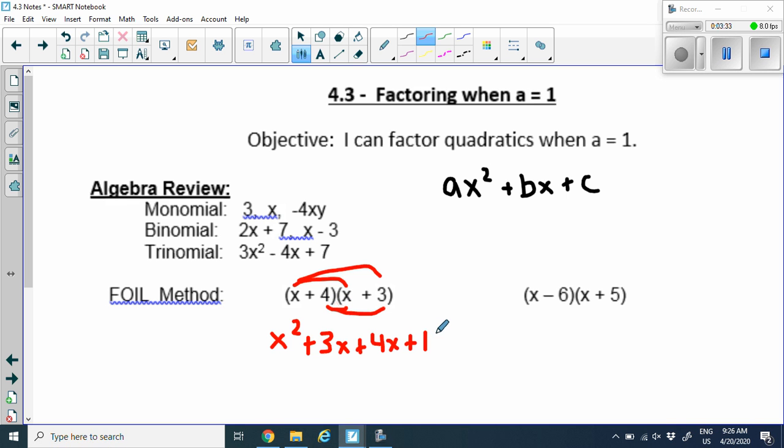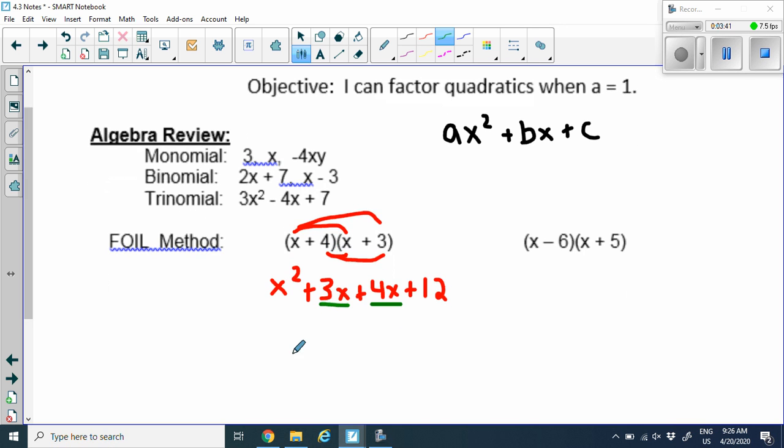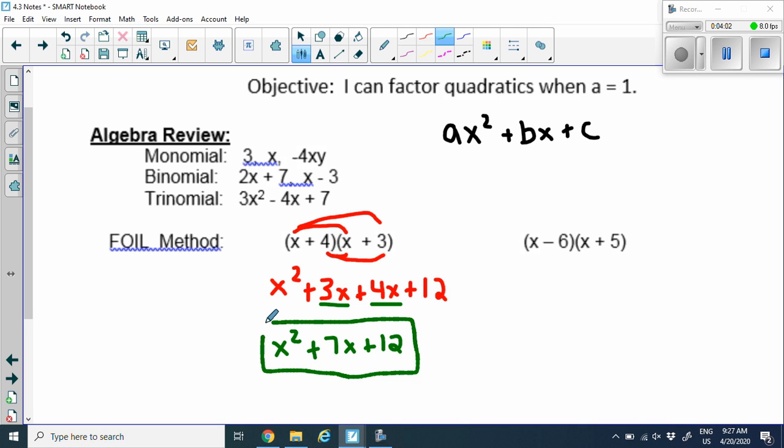Now, don't forget, when we use the FOIL method, we will have to simplify by combining like terms, and that is always going to be your 2 middle terms. So when we combine this, we will get x squared plus 7x plus 12. Here, we went from 2 binomials, remember binomials means 2 terms, and when we FOILed or multiplied, we got a trinomial, 3 terms, and it's a quadratic in our standard form, ax squared plus bx plus c. So this is a great way to check your answers.